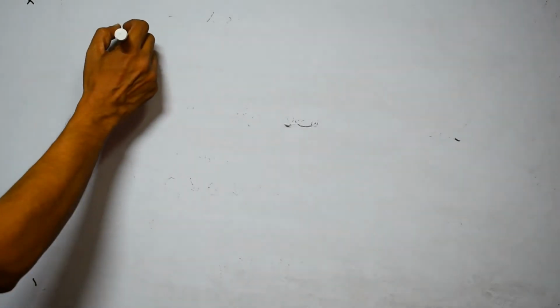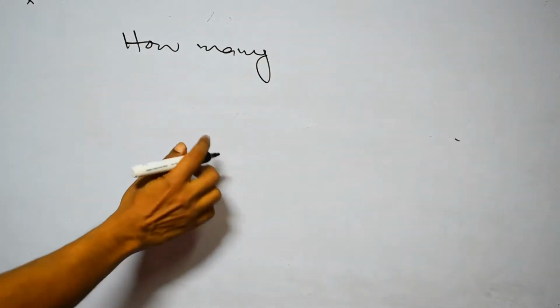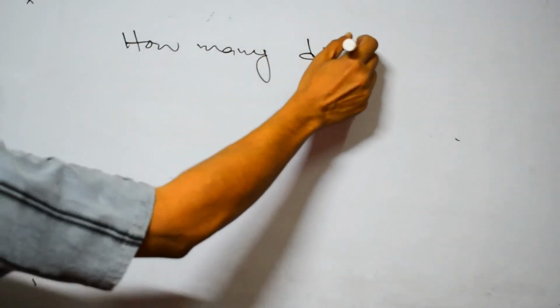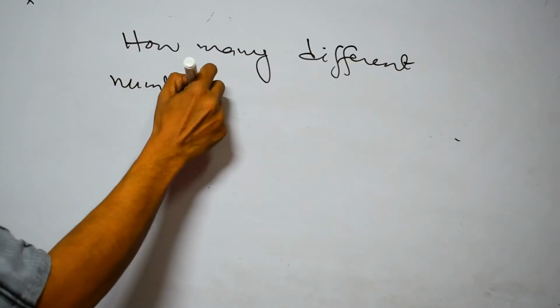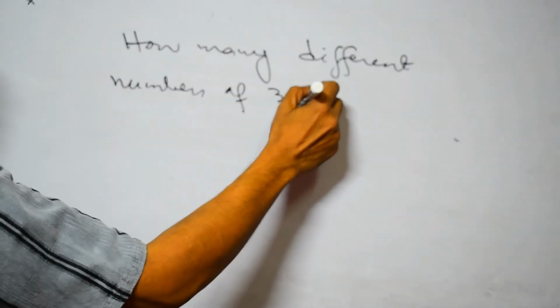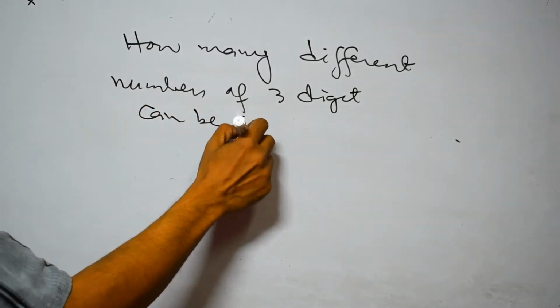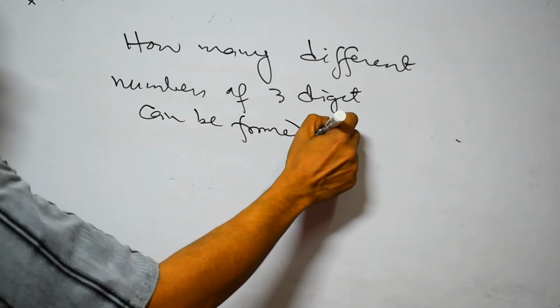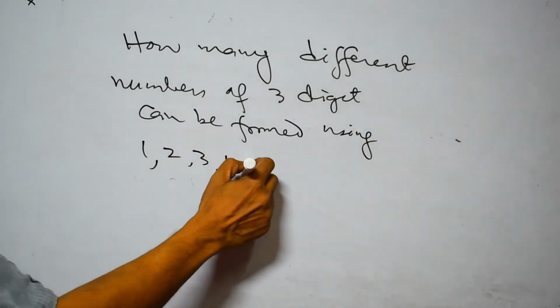Now one more point I would like to discuss, that is for linear arrangement today I am discussing numbers. How many different numbers of 3 digits can be formed using 1, 2, 3, 4, 5?